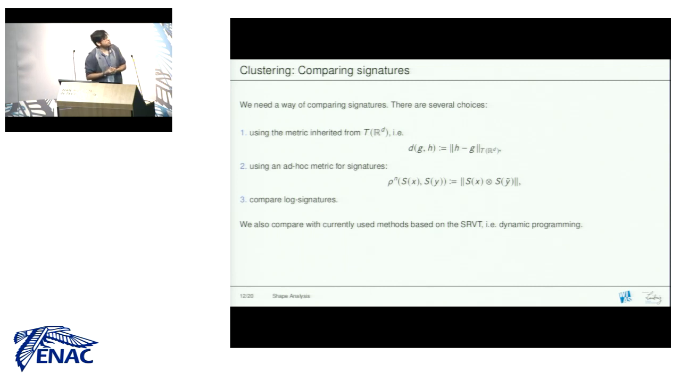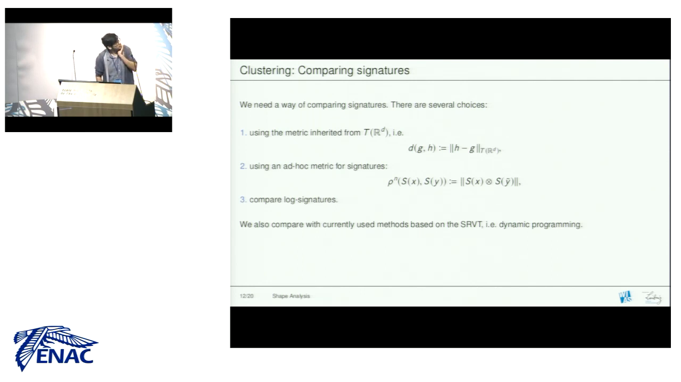And here you have several choices. For example, you can use a metric inherited from the tensor algebra, so these are just huge vectors, and you can put a norm on these vectors and compare them in this way. You can use an ad hoc metric for signatures, which has been used in the literature, where here y tilde is just the same animation run backwards, so you invert the time. Or you can also compare log signatures, which are essentially vectors in some Euclidean space.